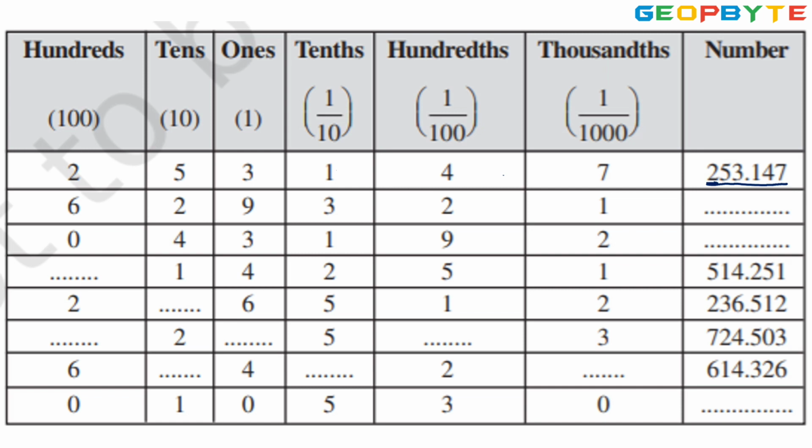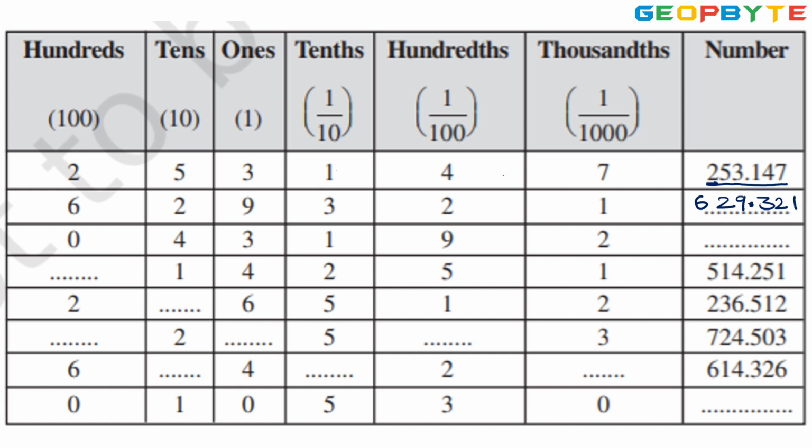Means we can write it as 6, 2, 9 point. In tenth position, what we are having? 3. In hundredth position, we are having 2. And in thousandth position, we are having 1. So we can write it as 629.321.